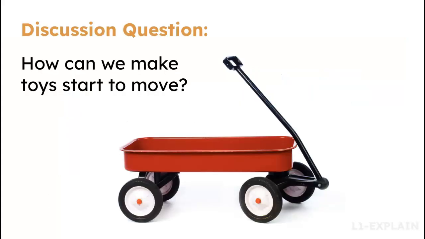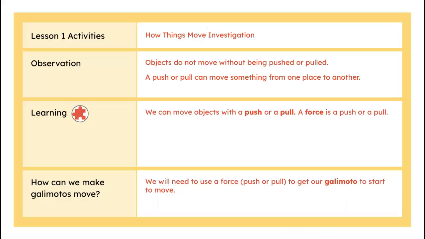For the Explain portion, you'll bring the class together and lead a discussion about students' observations from their investigation. You'll use the provided questions to guide your discussion around the question, how can we make toys start to move? The goal of this class discussion is to analyze student data and identify that pushes and pulls have an effect on the motion of an object.